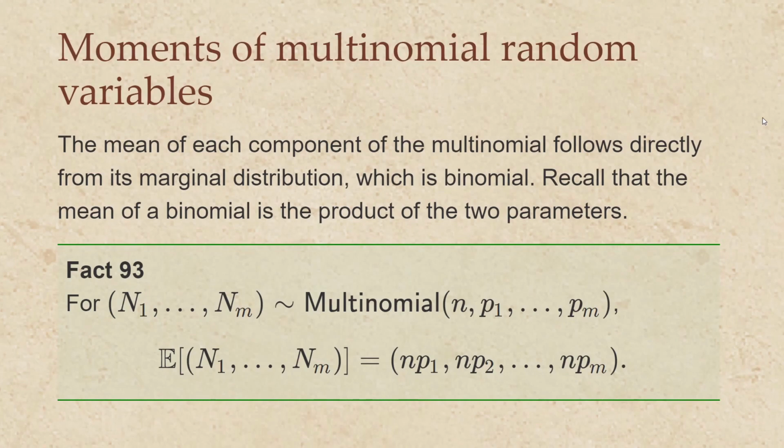Now the mean of each component of the multinomial follows directly from its marginal distribution, which is binomial. Recall that the mean of a binomial is the product of the two parameters. So for n sub 1 up through n sub m, multinomial with parameters n and p sub 1 and p sub 2 up through p sub m, the mean of n sub 1 up through n sub m is n times p sub 1, n times p sub 2, and so on up through n times p sub m.